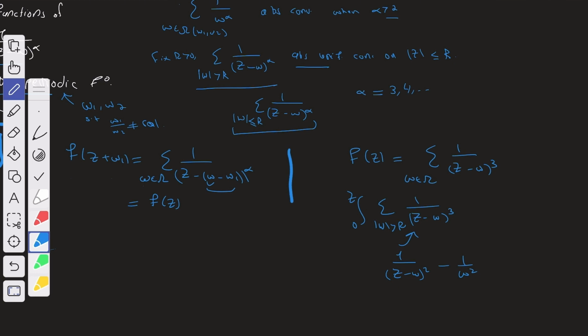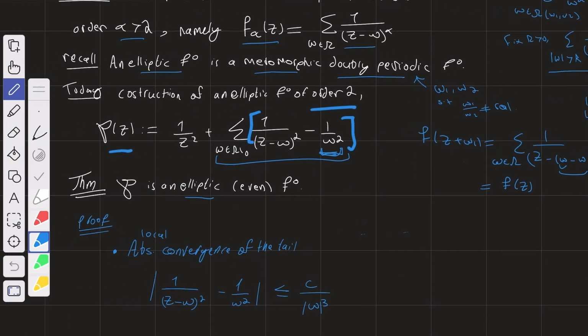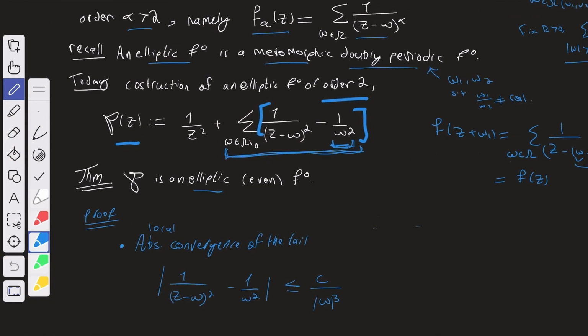So what we're gonna do now is that we're gonna try to prove that the Weierstrass P-function is an elliptic function of order 2 by trying to prove that the tail of this series is absolutely uniformly convergent, and the rest of the terms will just be poles of order 2, and this will give us a meromorphic function. And due to absolute convergence, we will manage to prove that the series is actually periodic with periods omega 1 and omega 2. So the next theorem we're about to prove is that P is an elliptic function, and it's also an even function.